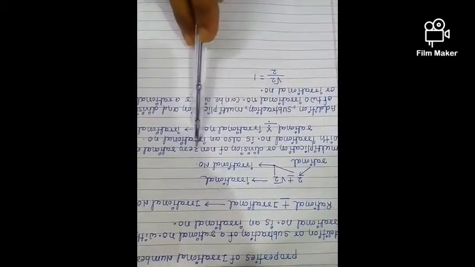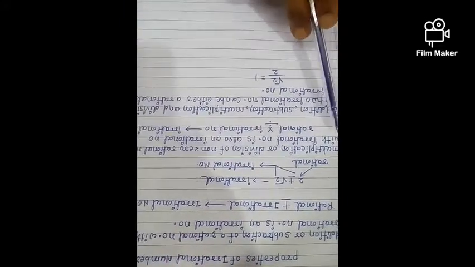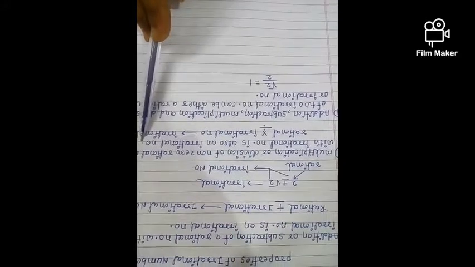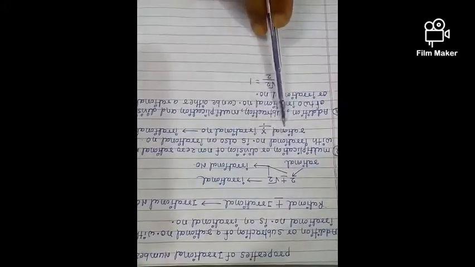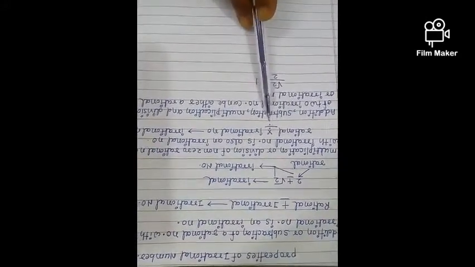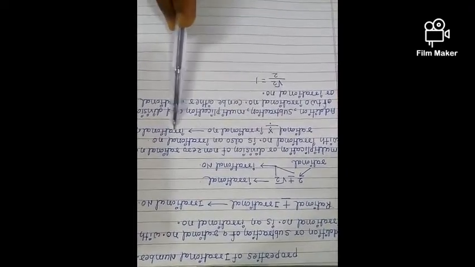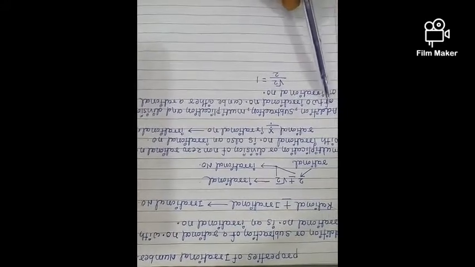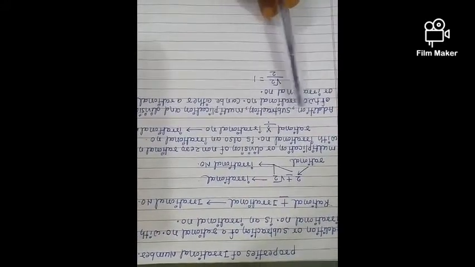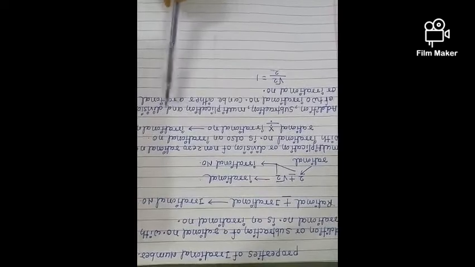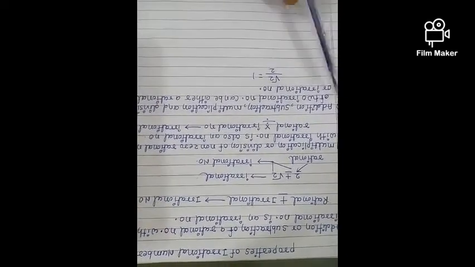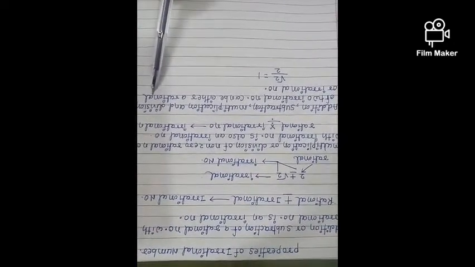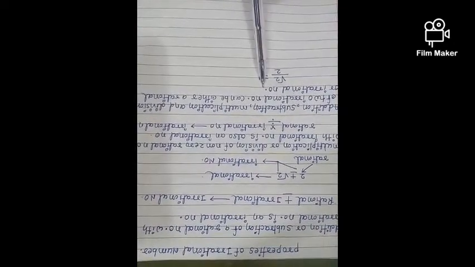Multiplication or division of a non-zero rational number with an irrational number is also an irrational number. Means rational number and irrational number multiplication and division, we get an irrational number. See next property, last property. Addition, subtraction, multiplication and division of two irrational numbers can be either rational or irrational number.